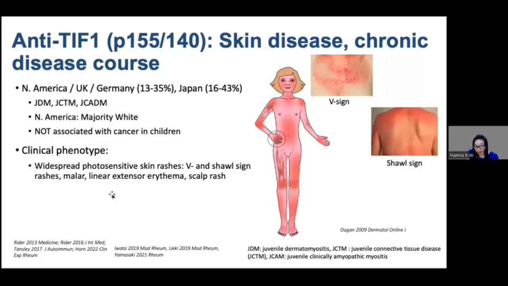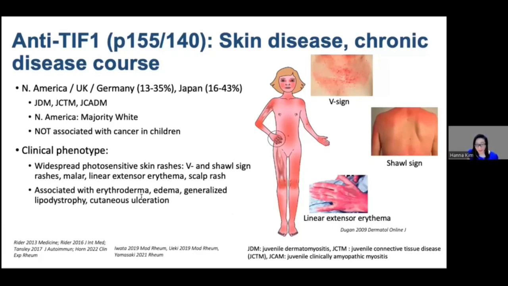It is associated with a lot of skin findings. There are widespread photosensitive skin rashes, meaning there are rashes in sun-exposed areas that are worsened with sunlight or UV light exposure. Some examples of this are the V-sign rash, in the areas that would be exposed by a V-neck shirt, and a shawl sign rash, which is the redness around the shoulders or in the shape of a shawl. There are also rashes on the face, and there's a particular type of rash called linear extensor erythema, which are lines around extensor surfaces that you can see on this hand here. There also may be scalp rash.